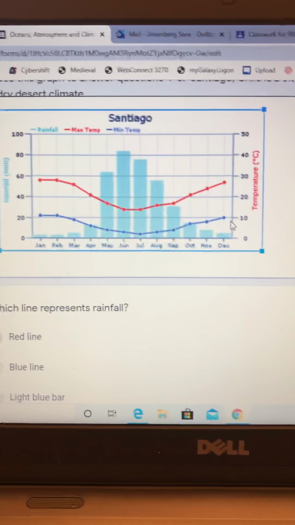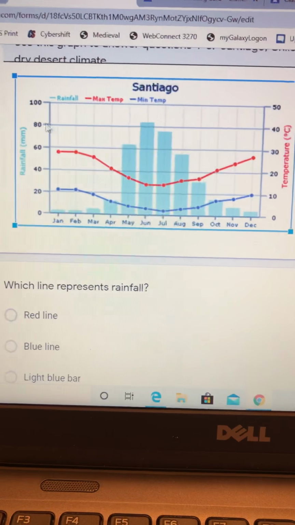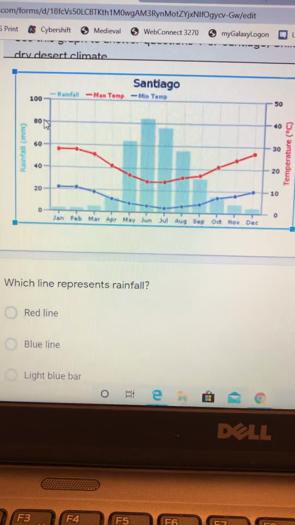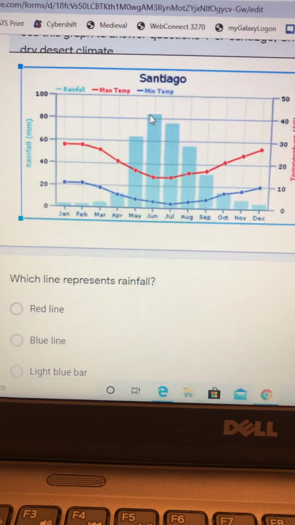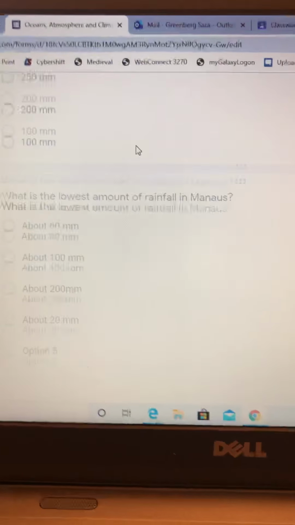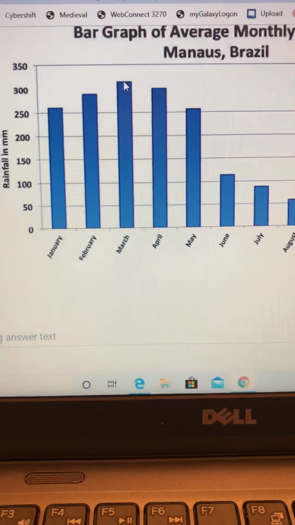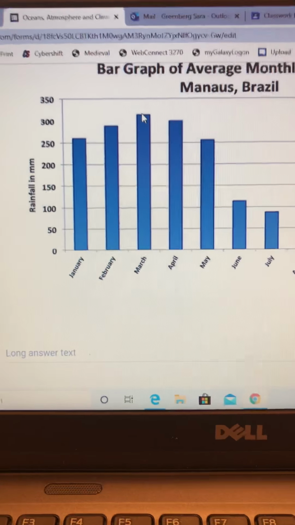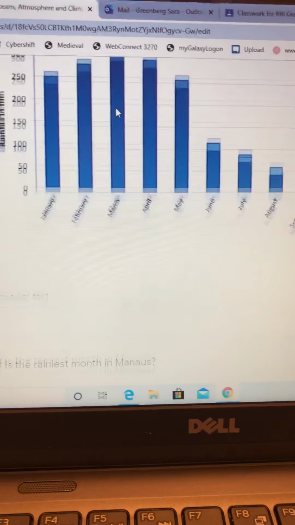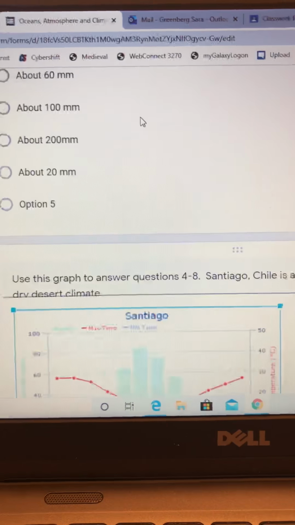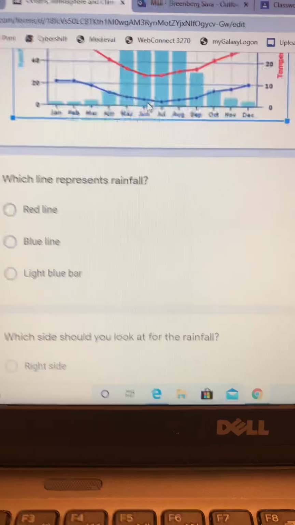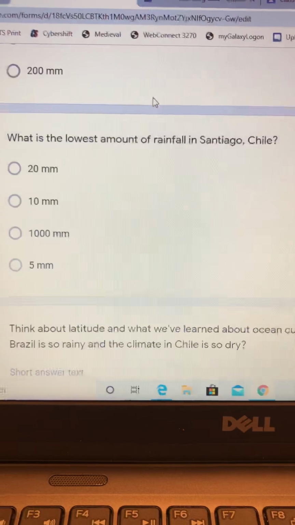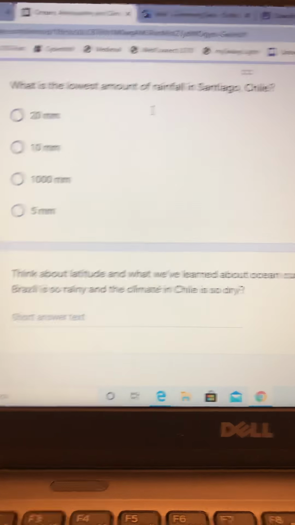Now, something you're going to be thinking about is, wait a second, the highest amount of rainfall was only a little bit over 80 millimeters. Whereas back in Manaus in Brazil, I think that's how you pronounce it, the highest they got was over 300 millimeters. So Brazil got over 300 millimeters. Santiago, Chile got only a little bit over 80. That's a big difference. Santiago is much drier than Manaus. And it asks you about why you think that is in the last question.